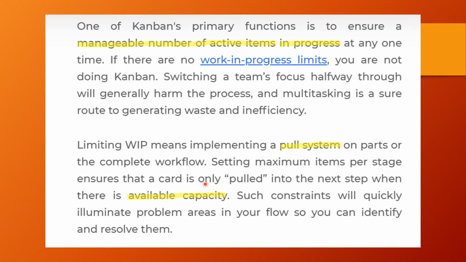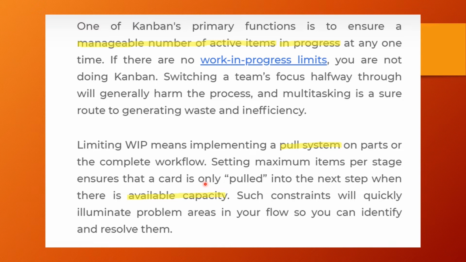Such constraints will quickly expose the problem areas in your flow so you can identify and resolve them, right? That means either you need to increase your resources, or optimize your flow, or optimize your requesting, so that your team members are not overloaded, right? So the WIP limit is very, very important in implementing a pull system.